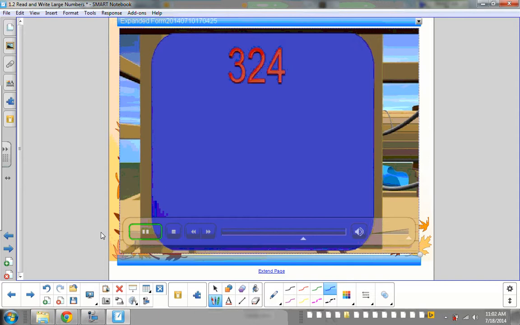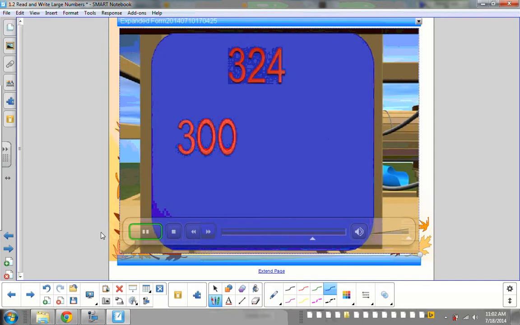Here we can see the number 324 in standard form. We need to write this number in expanded form. Let's start by looking at the 3. How much is the 3 worth in this number? 300, because it is in the hundreds place. So we would write down 300.